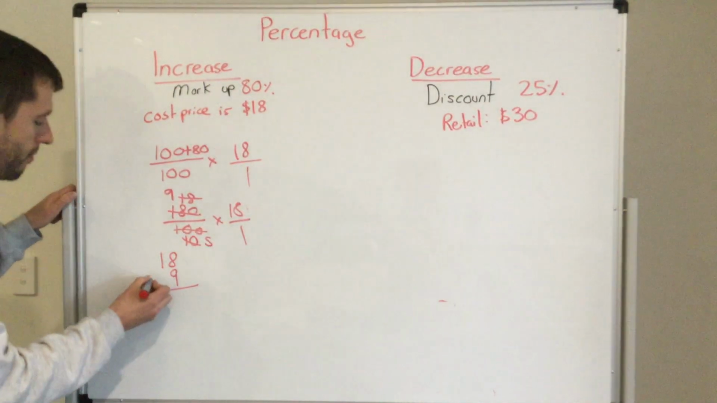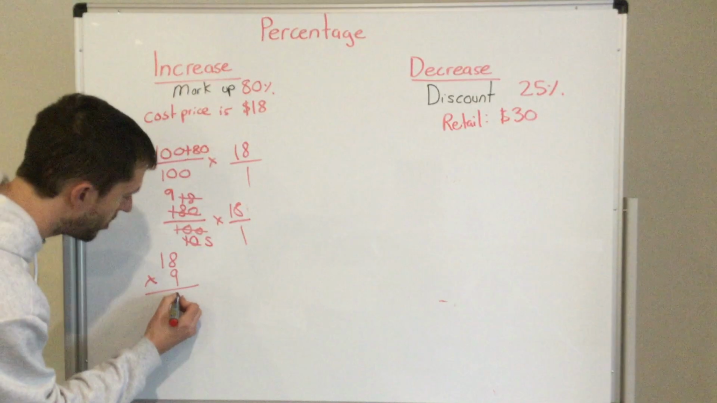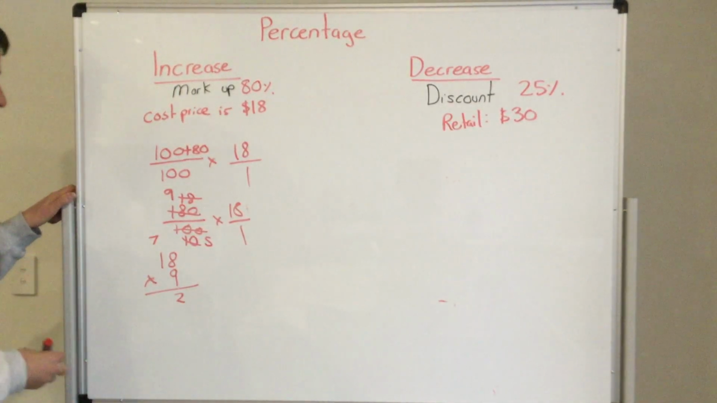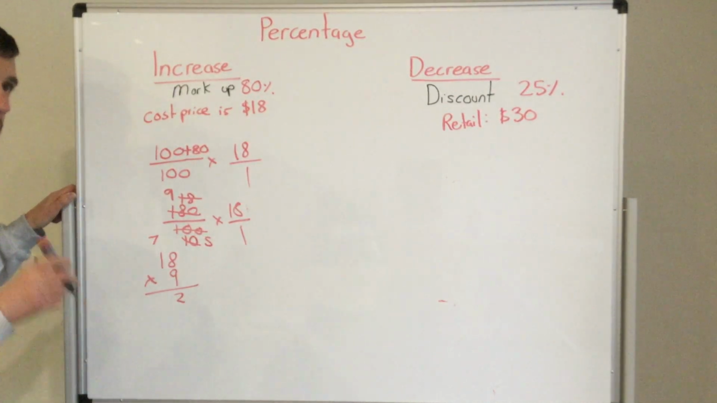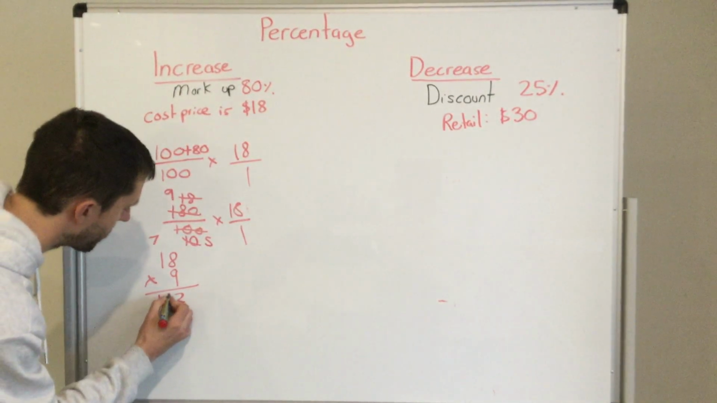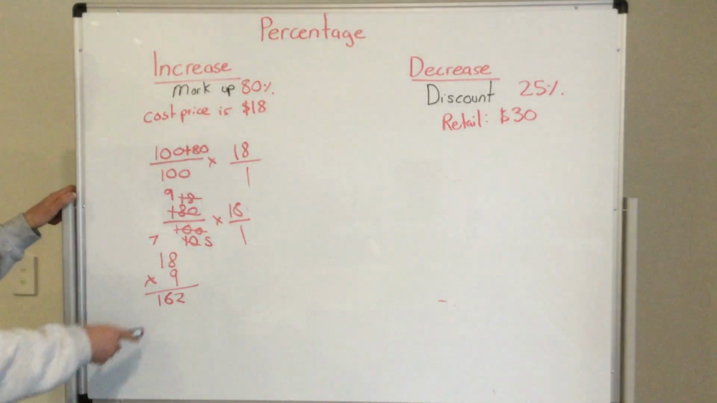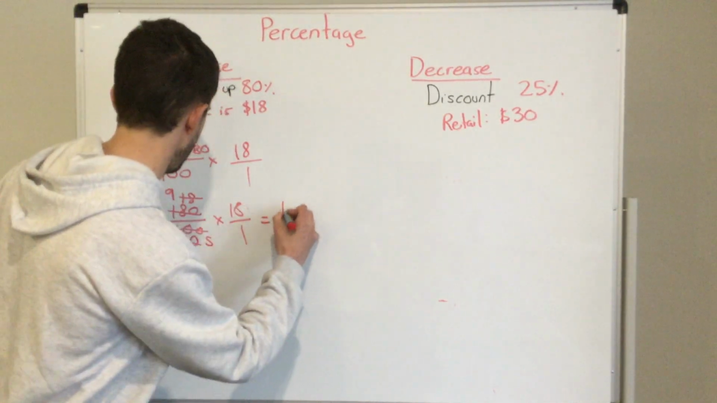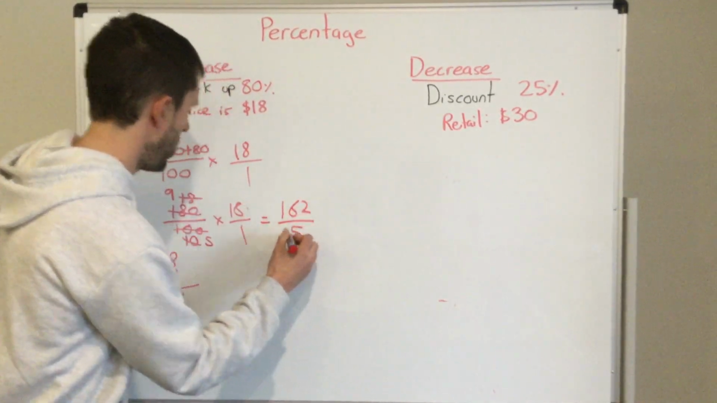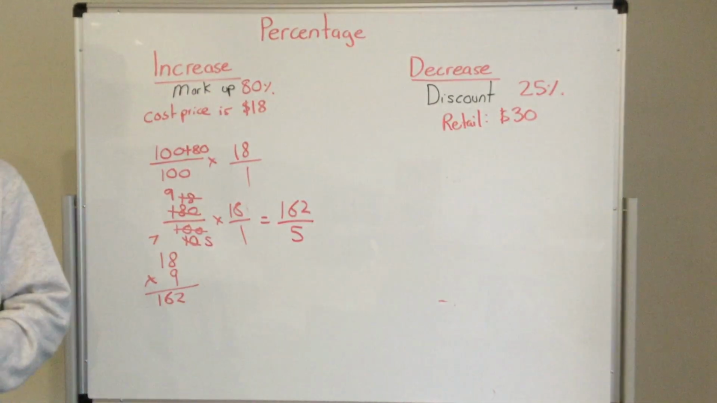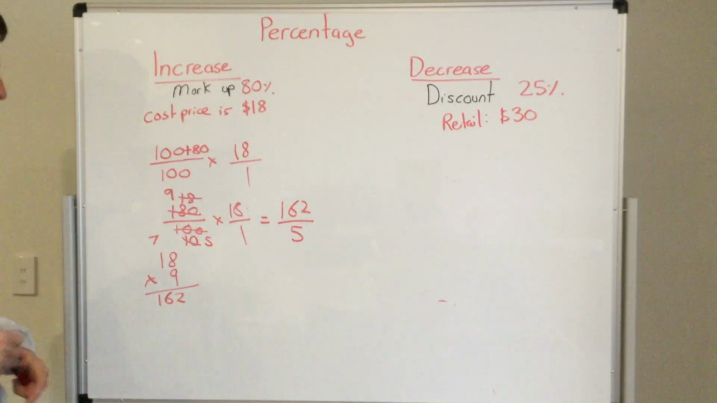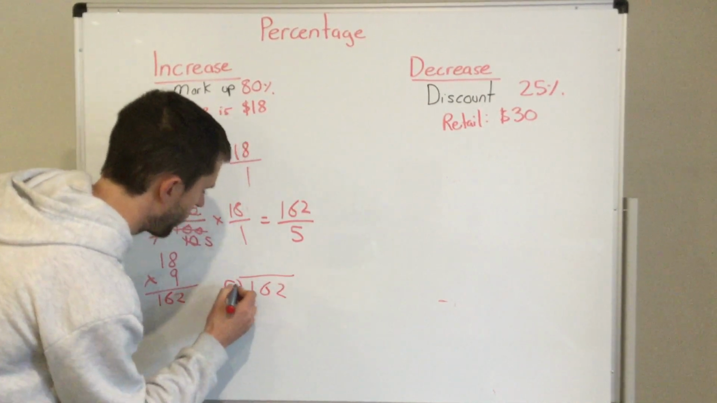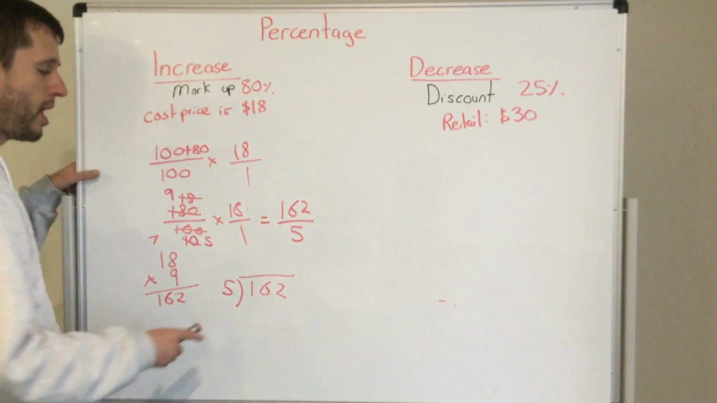18 times 9. 9 times 8 is 72. 1 times 9 is 9. 9 plus 7 equals 16. Okay, so 18 times 9 equals 162. 1 times 5 is 5, so I'm dividing by 5 now. Remember, it's always okay to do the working out.